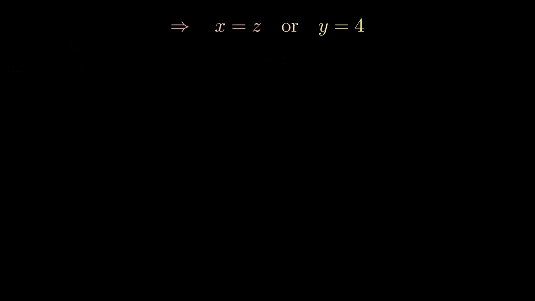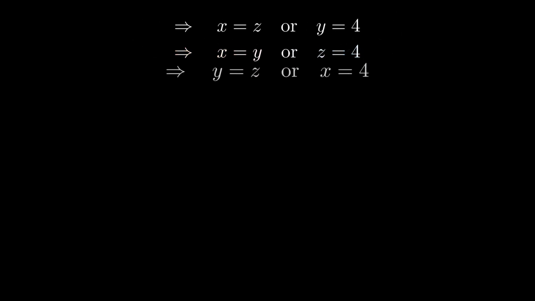Similarly, applying the same logic to the other pairs of equations, we conclude x equals y or z equals 4, and y equals z or x equals 4. Do you see a pattern here? These relationships form the foundation of our next step. At this point, we split into three cases based on how many conditions from the first column, x equals z, x equals y, y equals z, are satisfied.